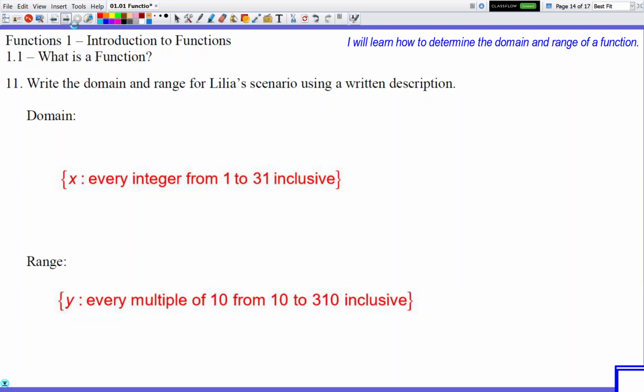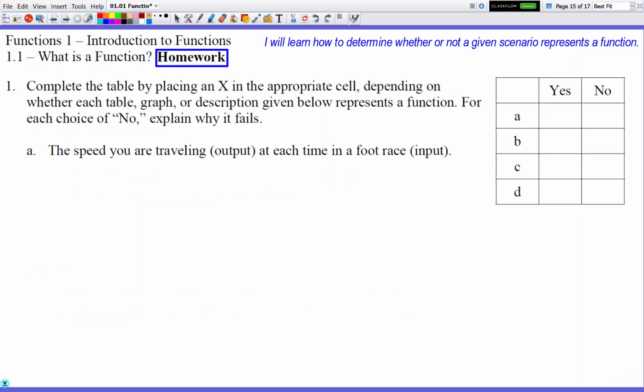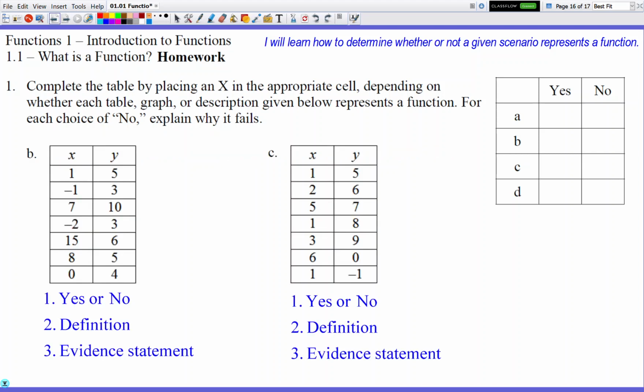Okay, so I did a lot of problems, so you're probably thinking, we only have like 2 problems for homework. Sorry about that, you have a little more. So your homework is going to be this page, 1A, and then 1B, 1C. Please make sure that when you do 1B and 1C, I know it doesn't say to do this in the instructions, but I want you to start getting used to the 1, 2, 3 steps where you say yes or no, you write the definition, you give your evidence.